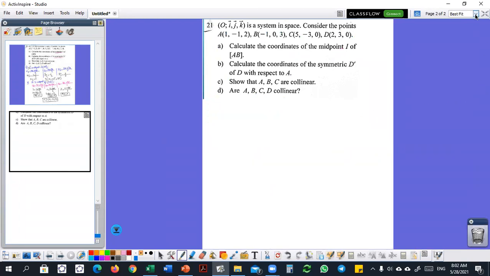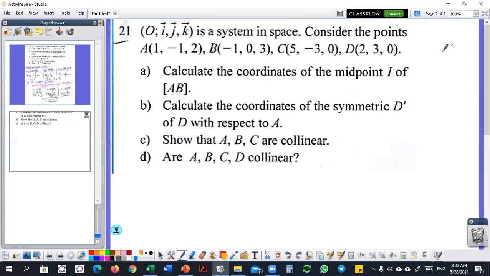Now, let's continue. We still have parts C and D. So that A, B, and C are collinear. Anna, I told you, to prove 3 points are collinear, you need to create 2 vectors. Okay? I will write this as a cloud, this is a note for you.